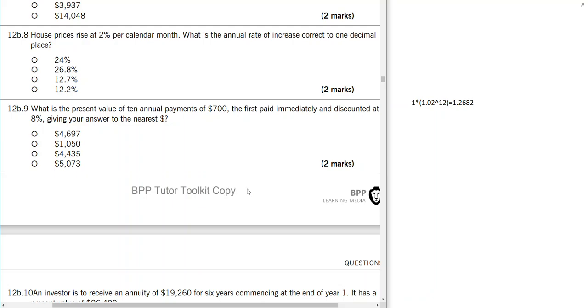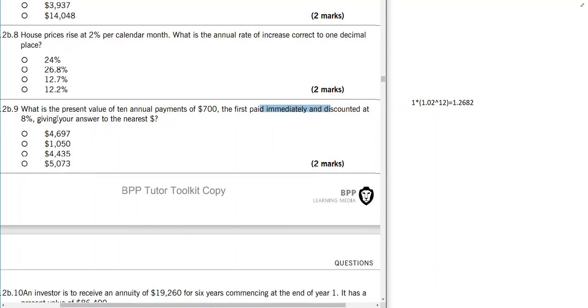What is the present value of 10 annual payments of 700? The first paid immediately and discounted at 8%, giving your answer to nearest dollar. Now this is annual payment. Annual payment means annuity. So one thing you could do is do separate calculations for each year, and that will give you right answer. But if you know annuity, that will save your time. So we have 10 payments, but the first is paid immediately. It means in year 0. So if first is made immediately, that means it ends in year 9.